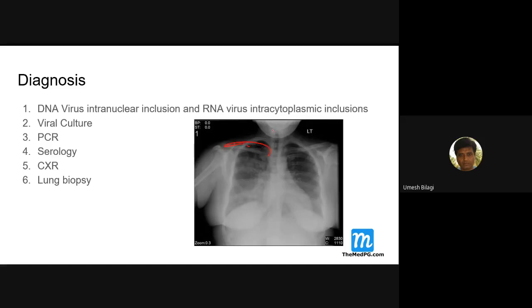Now, as I said, it is an interstitial pneumonia. DNA virus produces intranuclear inclusions. Remember this: DNA is intranuclear, RNA is intracytoplasmic inclusions. Inside the cytoplasm versus inside the nucleus, that's the difference between them. For viral cultures, you have to do PCR. If it's an RNA virus, reverse transcriptase PCR. And serology. Then chest X-ray and lung biopsy can be used for that.